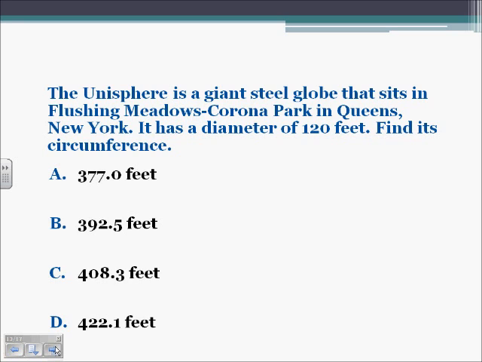The Unisphere is a giant steel globe that sits in Flushing Meadows, Corona Park in Queens, New York. It has a diameter of 120 feet. Find its circumference. We know circumference equals pi times our diameter. So our circumference is going to equal pi times 120. Plug that into our calculator. C is going to equal pi times 120, which is approximately 377.0 feet, which is answer A.